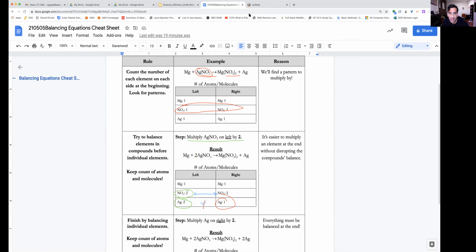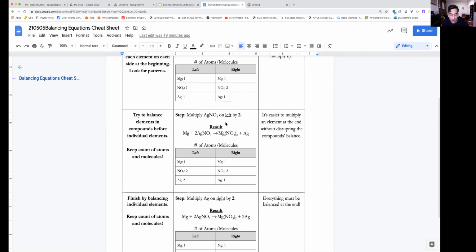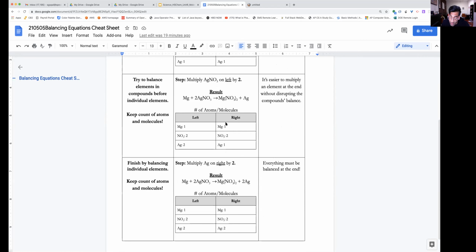So I'm going to clear this. And if I go down, I'm very relieved because all I have is a silver by itself. And so that's very easy to balance, okay? All I have to do is multiply that silver element by itself by 2. And now I have 2 moles of that on the right-hand side. And now everything is balanced, all right? I've balanced my magnesium already, my nitrate I balanced in my first step, and finally I rounded it out by balancing my silver, all right?